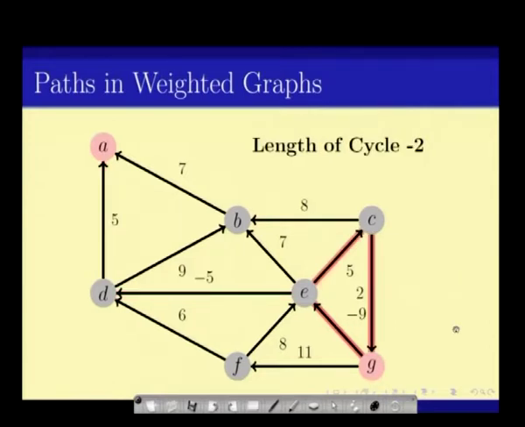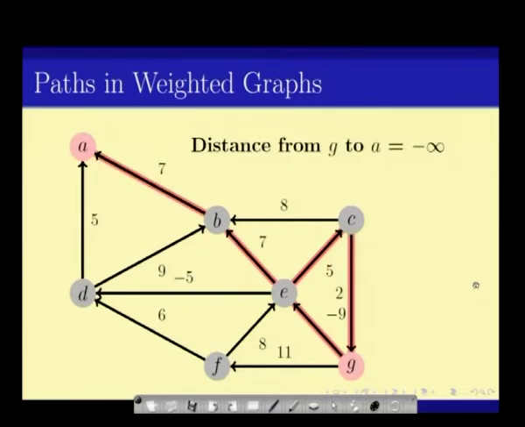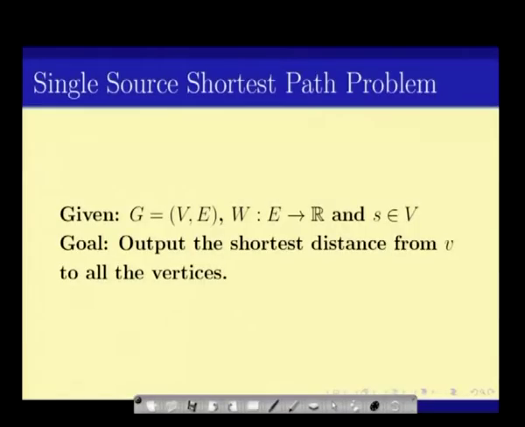We also saw that there can be cycles. For example, this is a negative weight cycle of length 2 minus 2, and in this case one can get a distance from G to A to be minus infinity. So, usually in the case of single source shortest path, you are given the graph G and an edge weight. So, we have a weight assigned to every edge, a real number that can be positive or negative, and we are given this source which is called S, and we want to output the shortest distance from S to all the vertices.